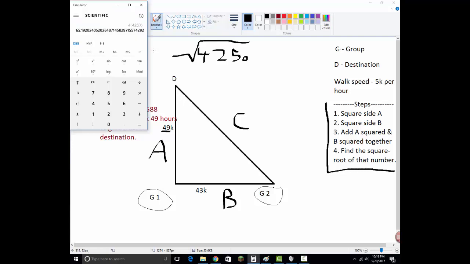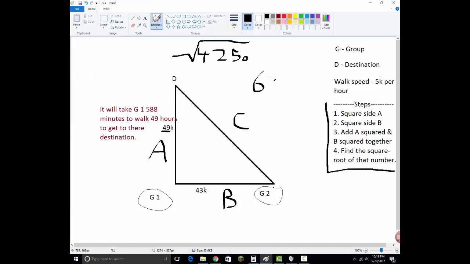The grand total of this number is really long, so we're just going to round it up to 65.2. So 65.2 is the answer to C. That is the length of the hypotenuse. So we will write this down in the text box so we don't forget.